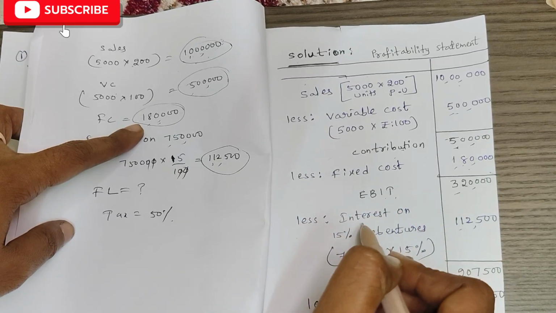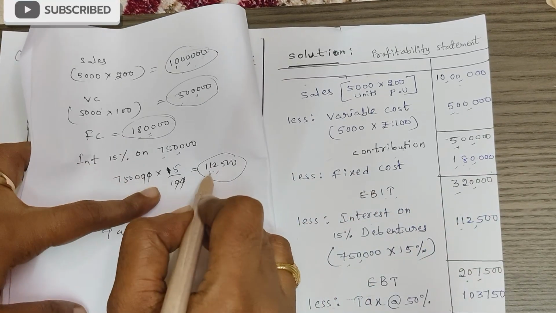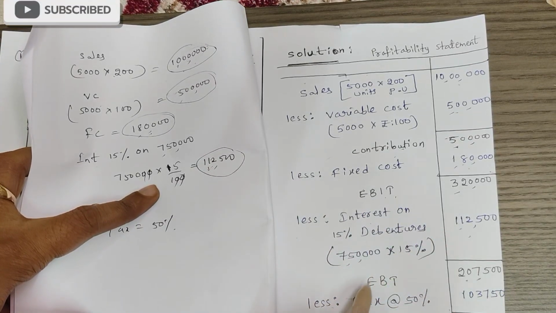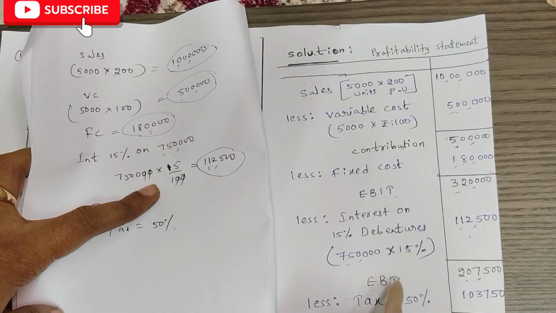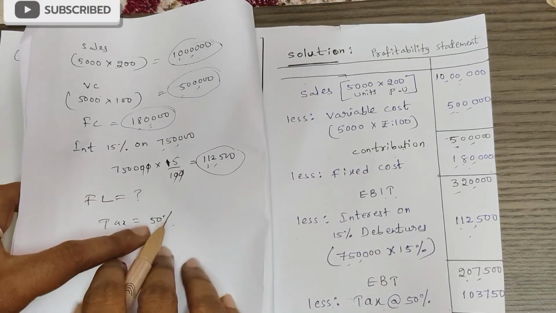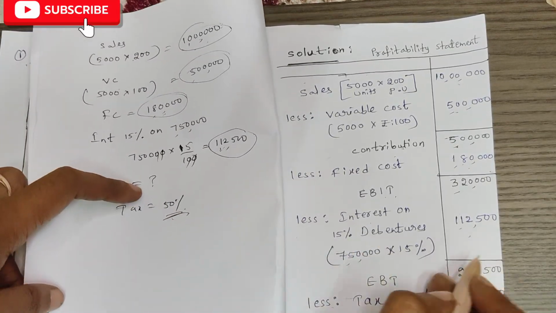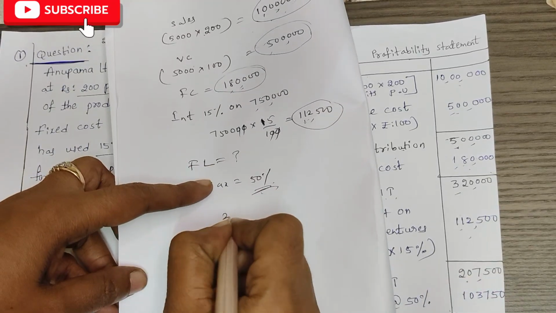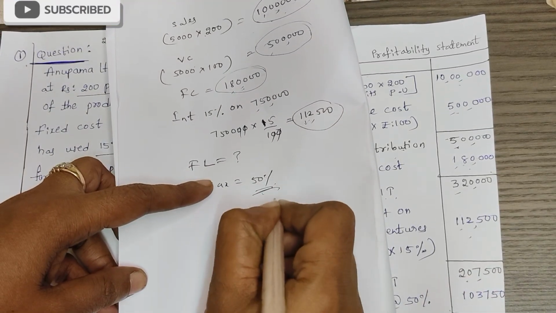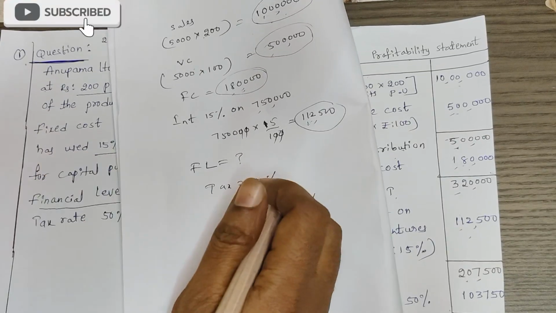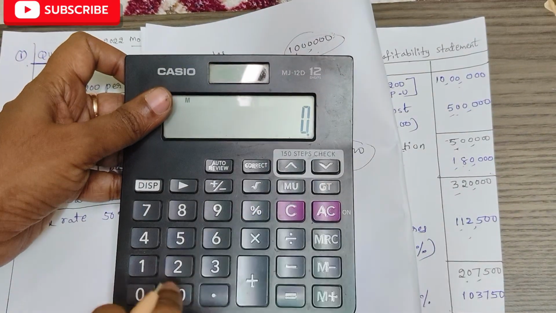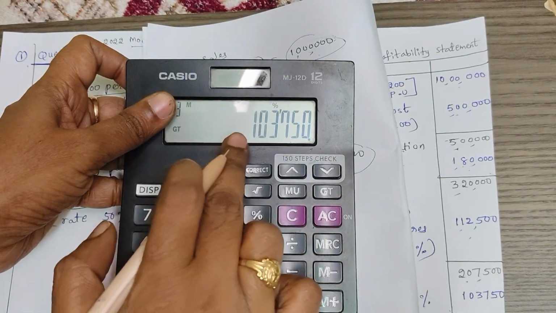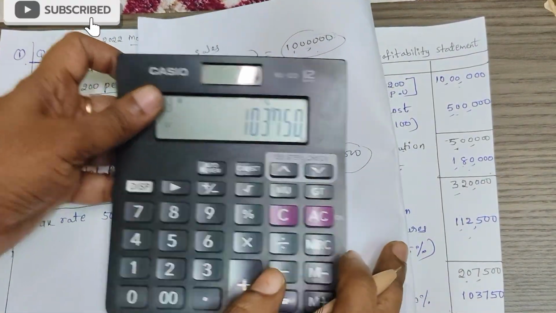After getting this, you need to deduct interest. How much interest is there? 1,12,500. After deducting this, you will get earnings before tax. Then you need to deduct tax. What is our tax rate? 50%. So on which amount? 2,07,500. So 2,07,500 into 50%. How much? 1,03,750.